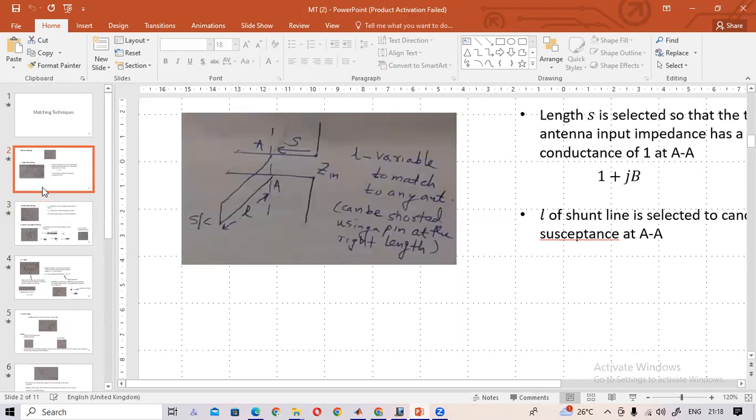Have you heard about the Smith chart? Maybe you have done it in electromagnetism, I'm not sure. But don't worry. This is one matching technique. Maybe there is something you couldn't understand here, because we can't talk about all the things related to matching.